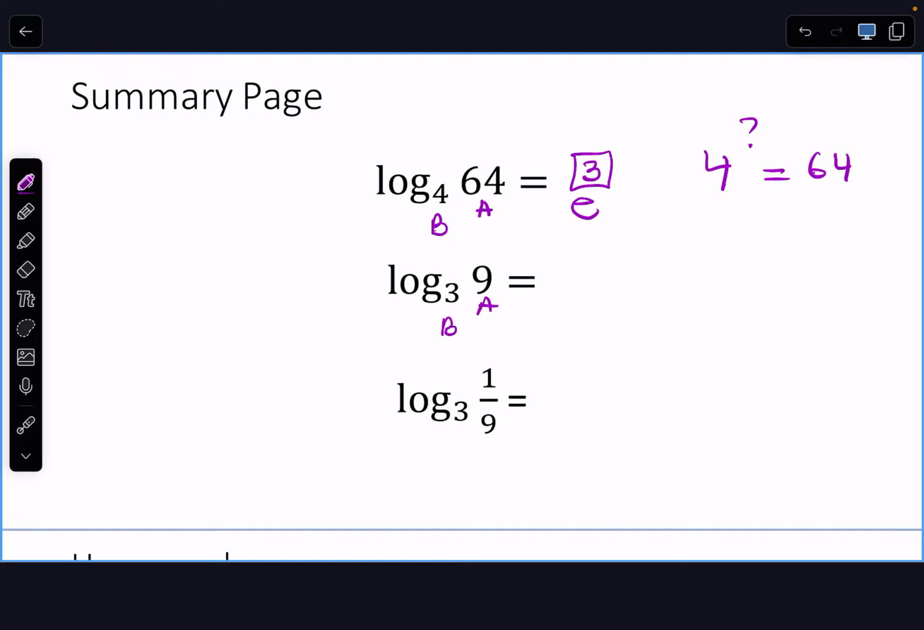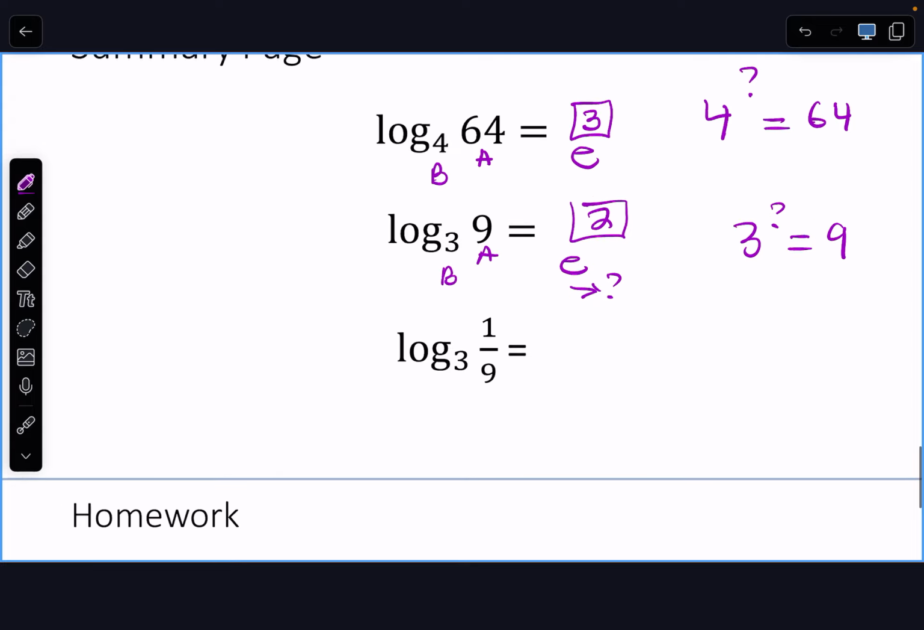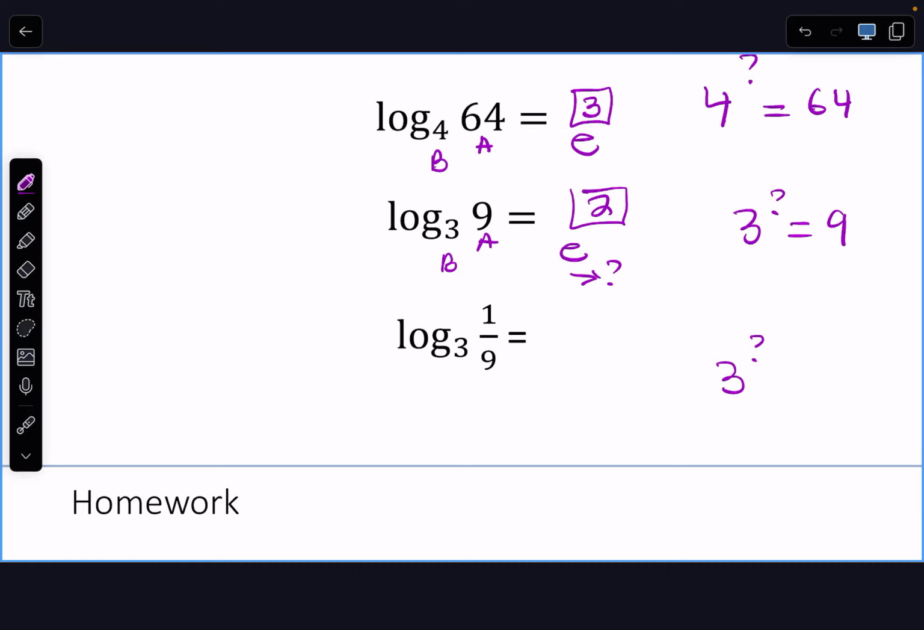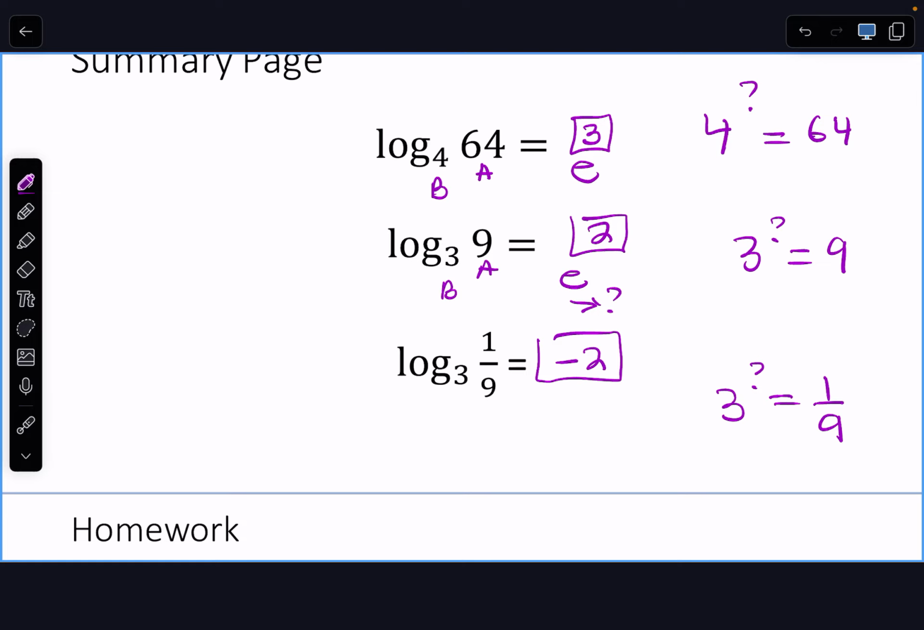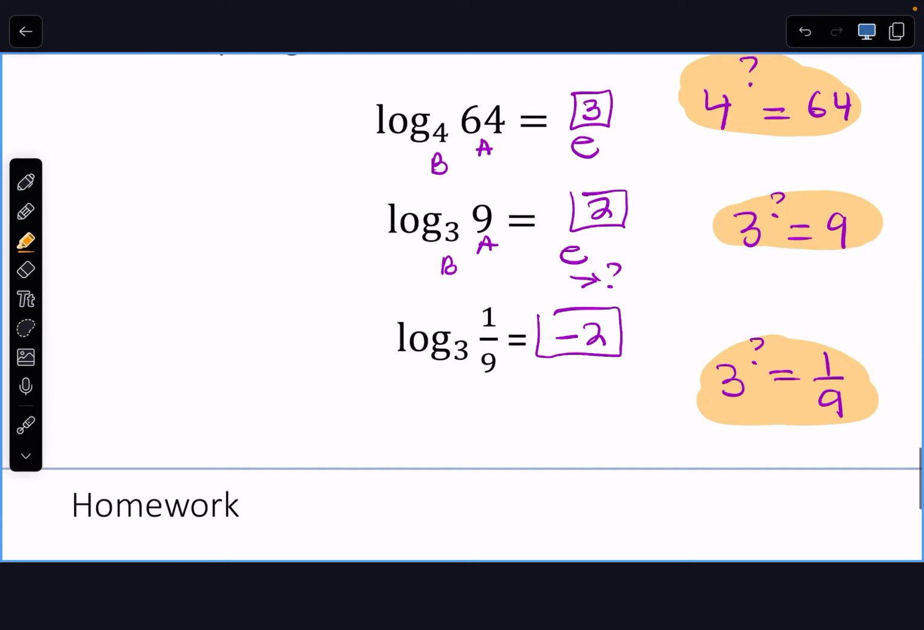Base answer, I'm looking for e. 3 to the power of what gives me 9. The answer is 2. 3 to the power of what gives me 1/9. The answer is -2. All right. I went through those pretty quickly, but this step right here, everybody, of solving these, is exactly what we did on the top. You just need to understand how to convert from logarithmic to exponential.